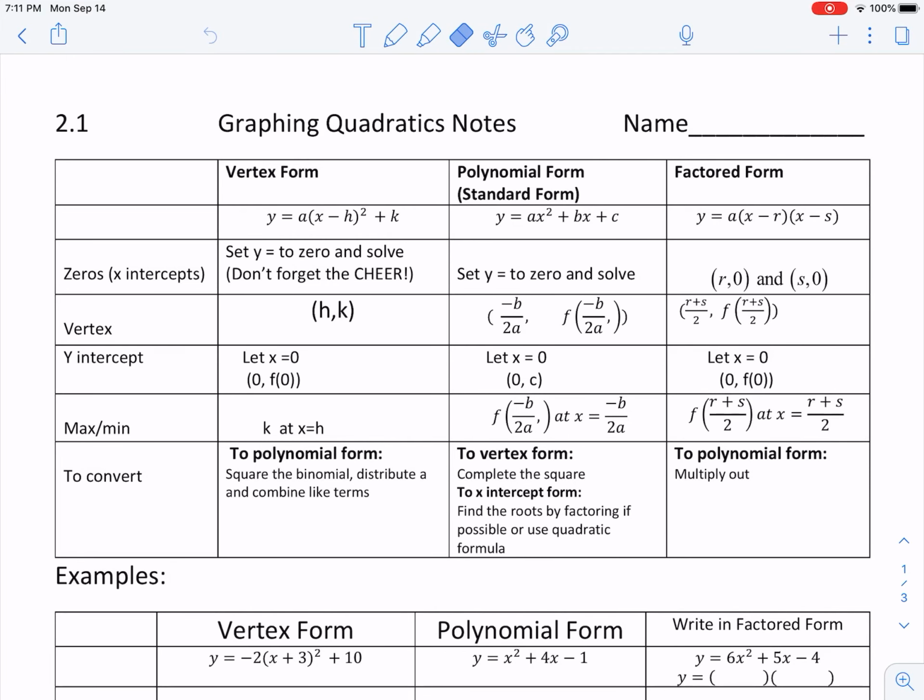Okay, today's lesson is quadratics. Quadratics are better known as parabolas. The vertex form here, I always called it HK form because HK is the vertex and it's easy to remember.